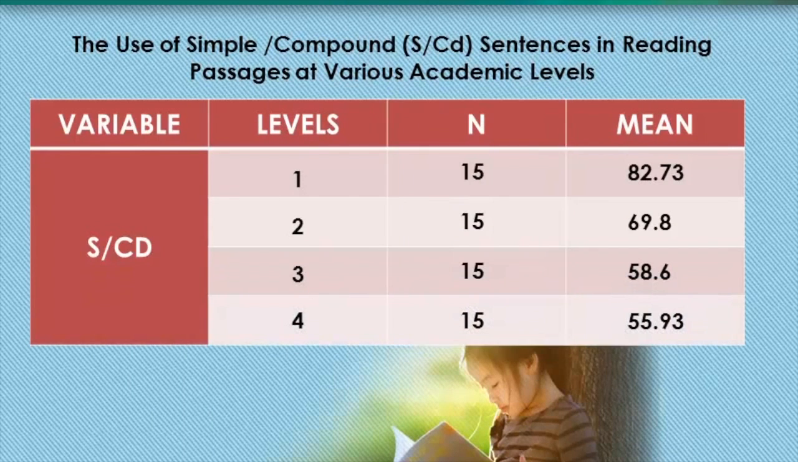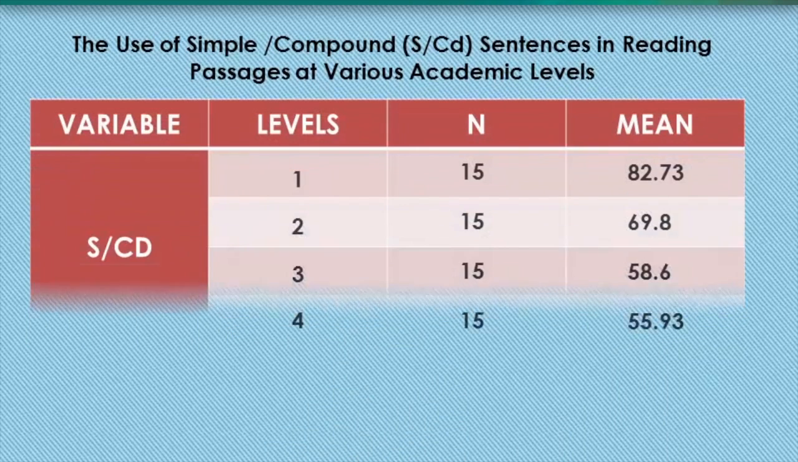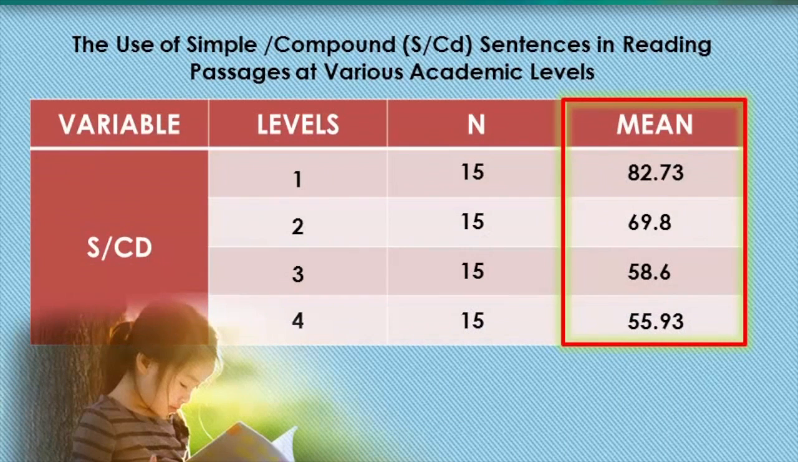N refers to the number of reading passages involved in this study. There are 60 reading passages, 15 passages for each academic level respectively. Means refers to the average percentage of use.